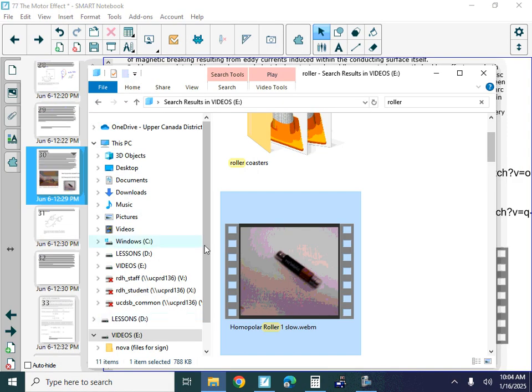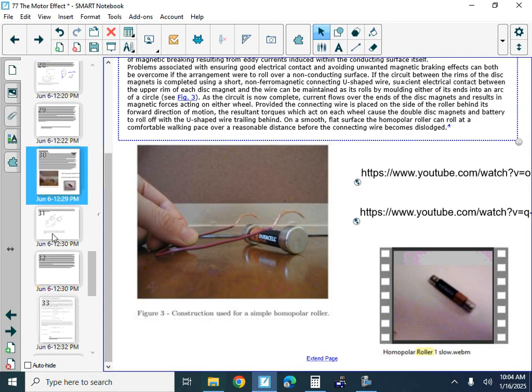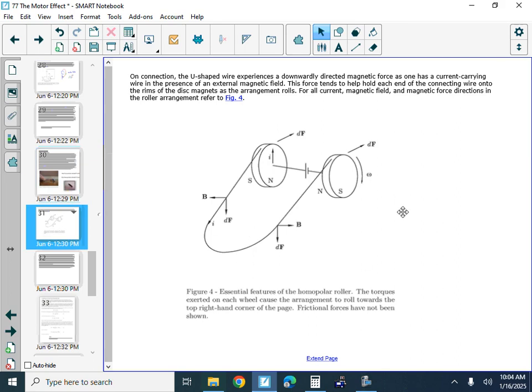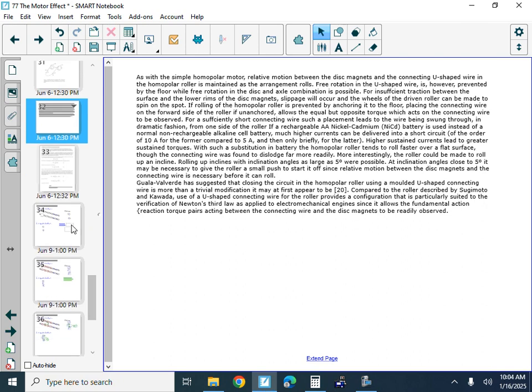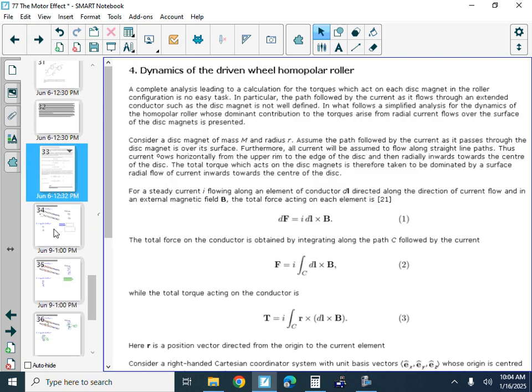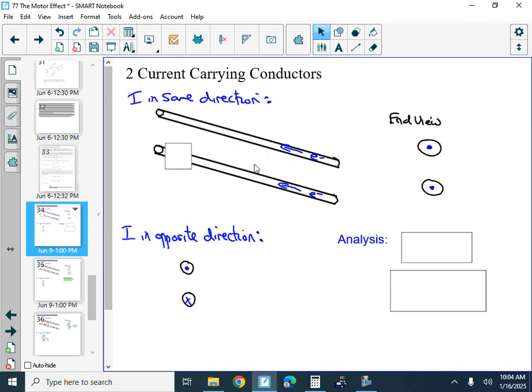But again, I have a video of it, so it doesn't really matter whether you see my video or the YouTube video. And again, the analysis is very similar, right? Picture electron flow, I guess, down the page, and you've got your magnetic north a certain direction. You're going to get a push on the electrons forward to make the thing work. So, yeah. So the two current carrying conductors here.